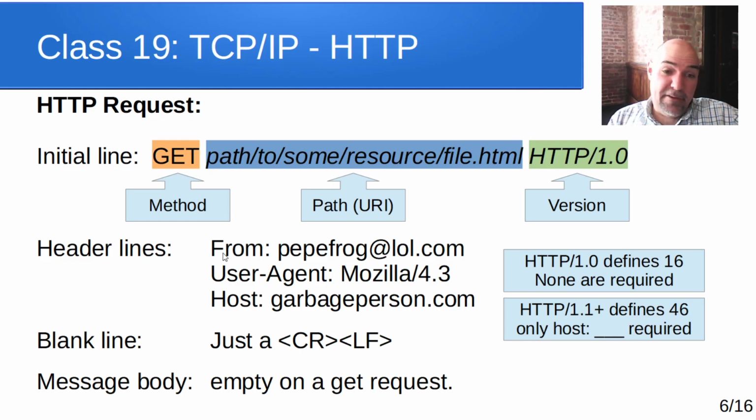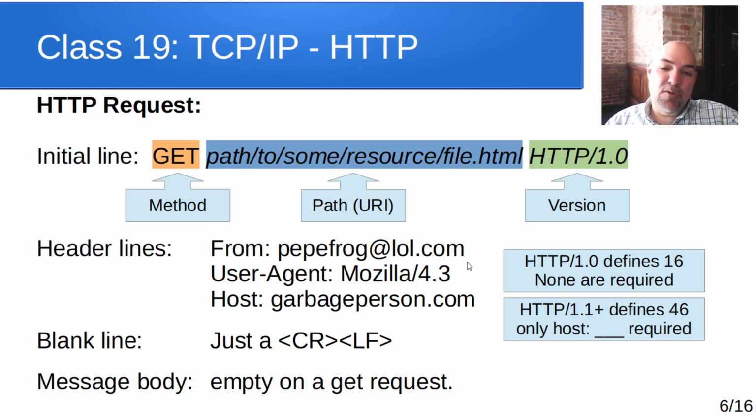And then we have header lines that can follow that. There can be a From field, which might have an email address. There could be a User-Agent, which identifies the kind of browser you're using. There could be the host name that you're requesting data for. So these are header lines. HTTP 1.0 defines 16 of these possible header lines, but none of them are really required. In other words, the header lines are completely optional on an HTTP 1.0 request. You could just say, get this thing, blank line by itself, and then get the response.